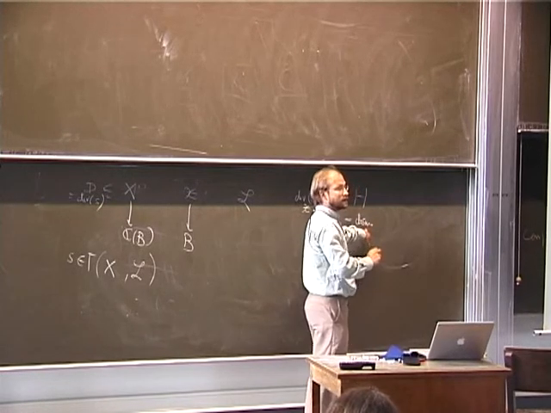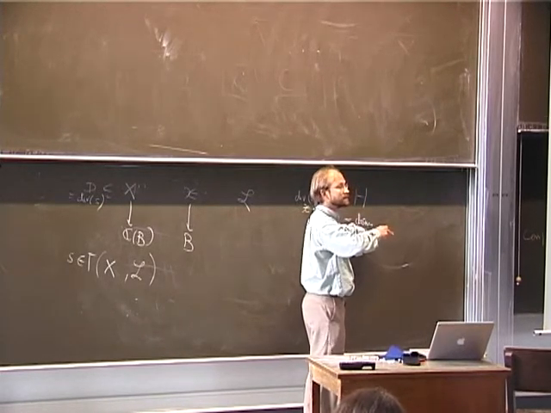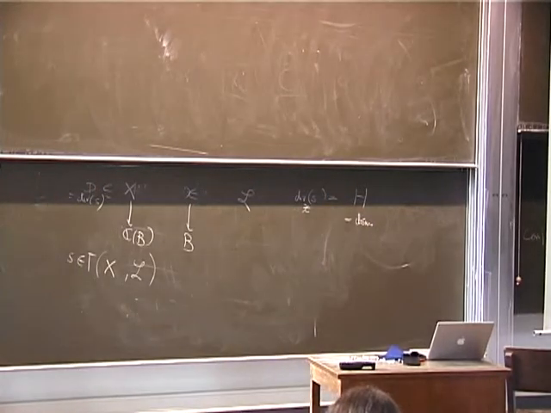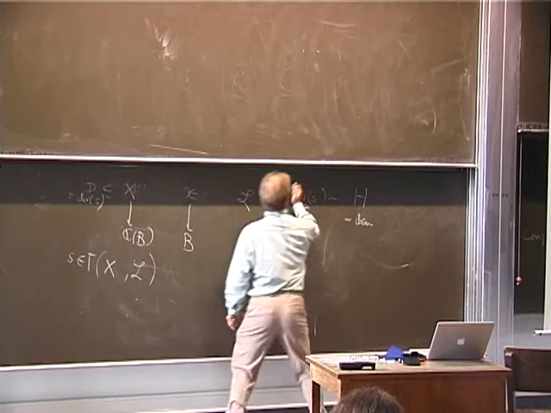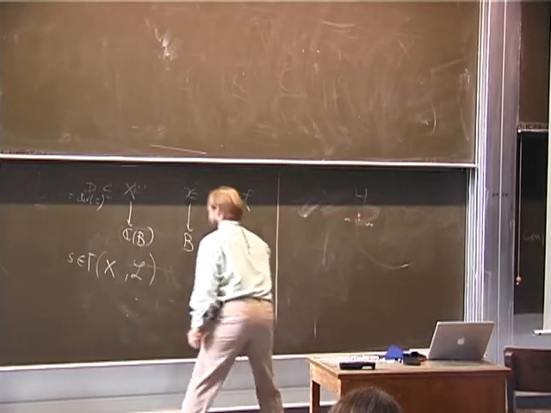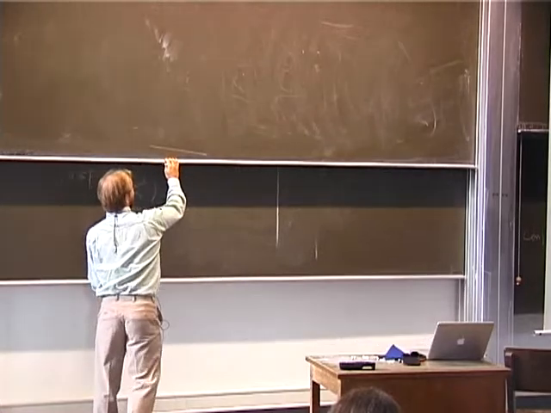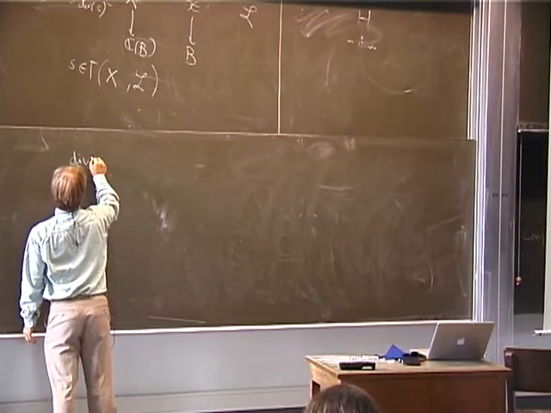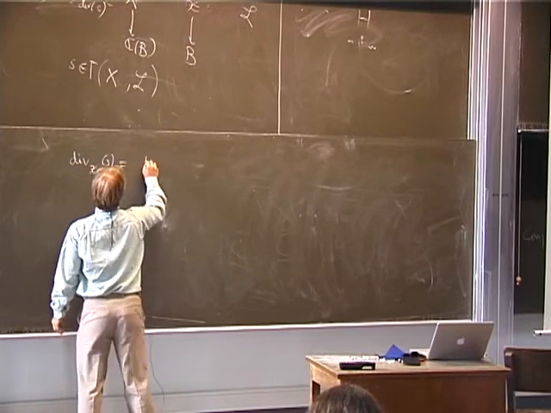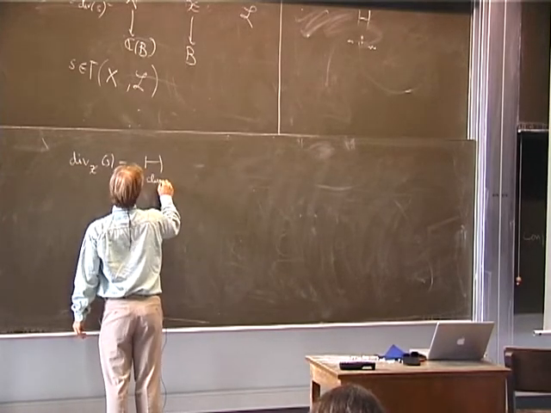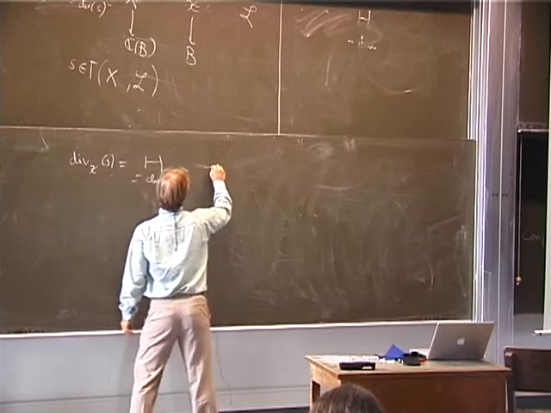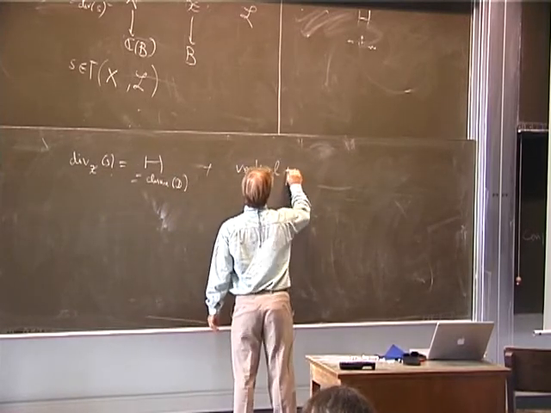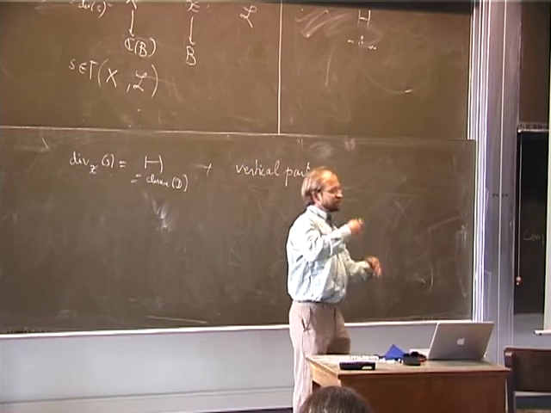Can you read here? Yes? No? Okay, so. So you have divisor on X of S as one part which is the closure of D, plus some vertical part, meaning that it is contained in fibers.